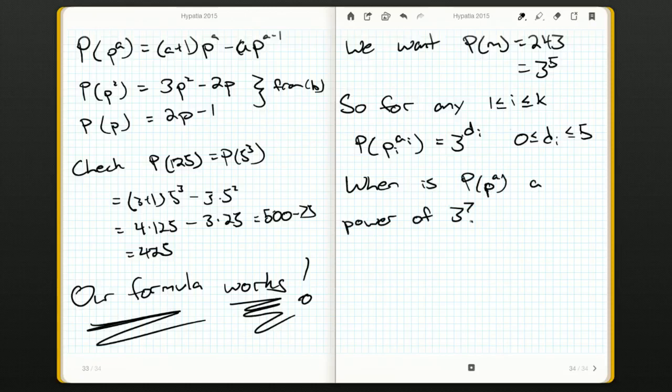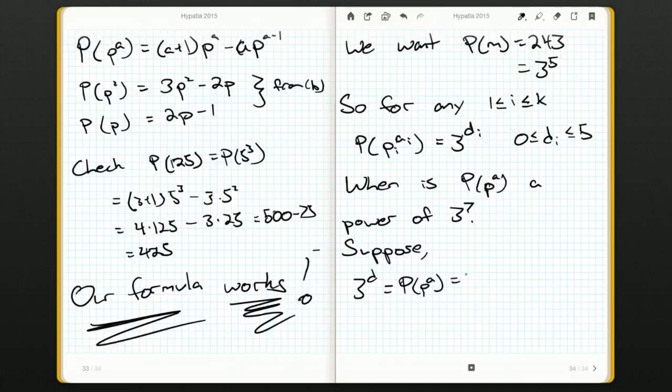So we were sort of asking this in part C. We asked, can we get a power of a prime if you have R squared and S, that sort of stuff. So now we're specifically asking, when is P of a power of a prime equal to 3? Let's suppose that it's 3 to the power of D, and I don't know what D is. D could be 0, D could be 1, it could be 1,000.